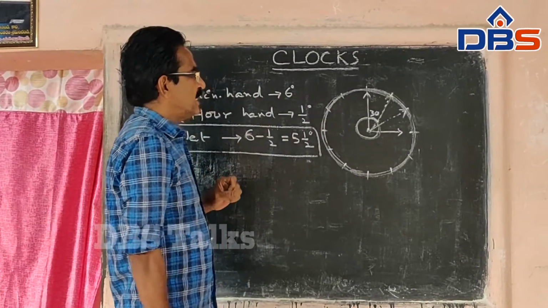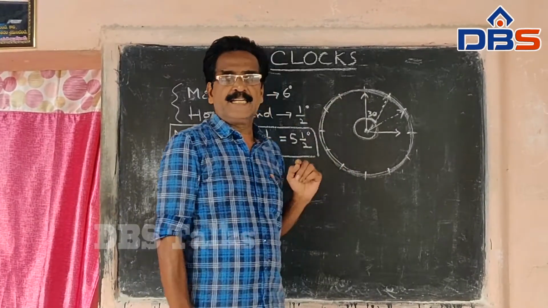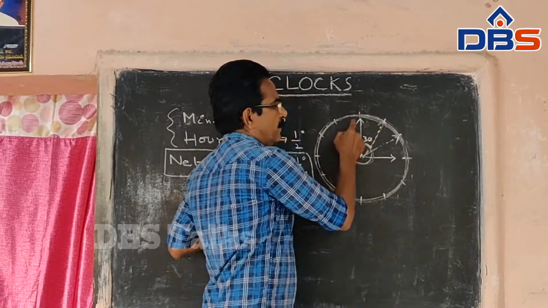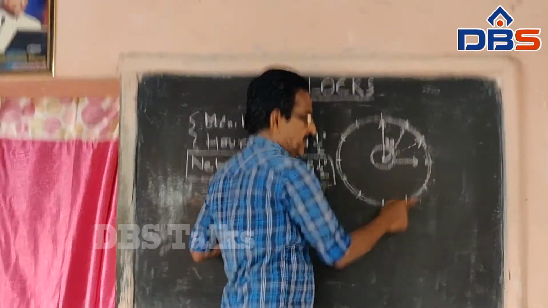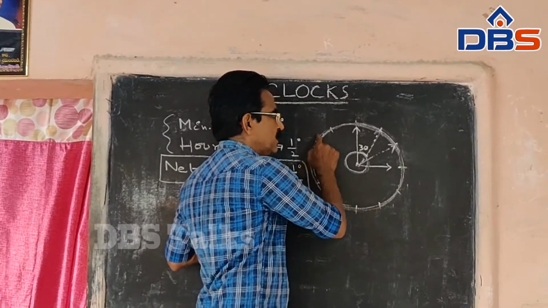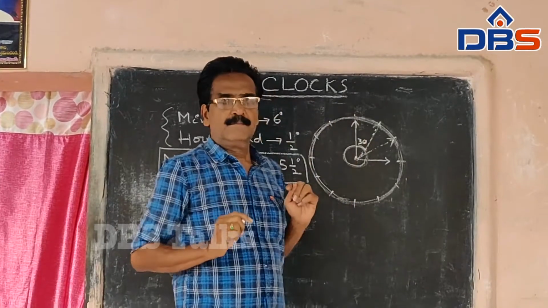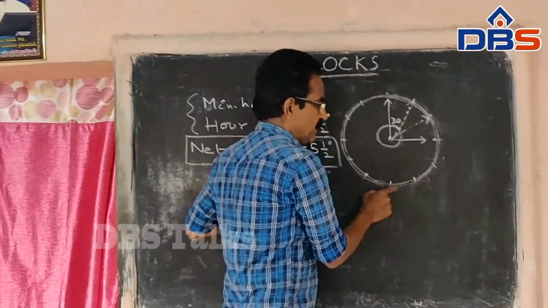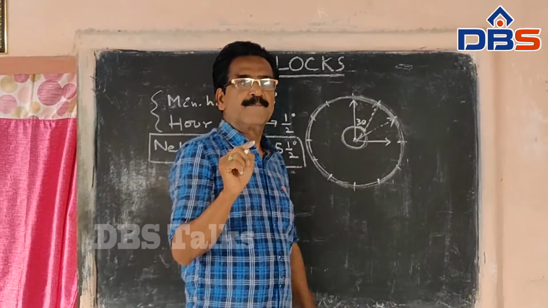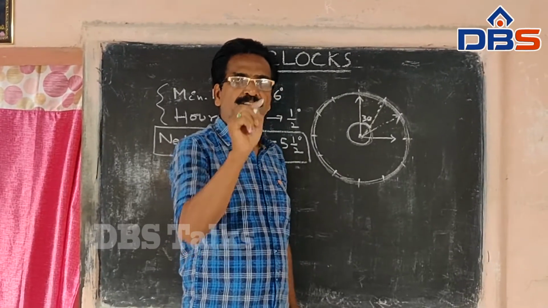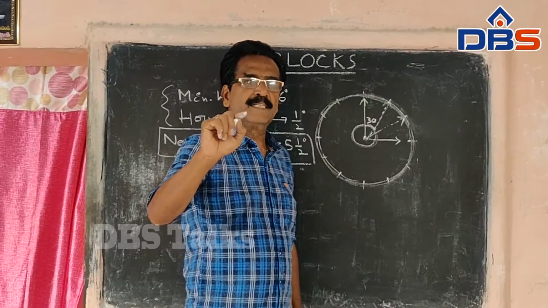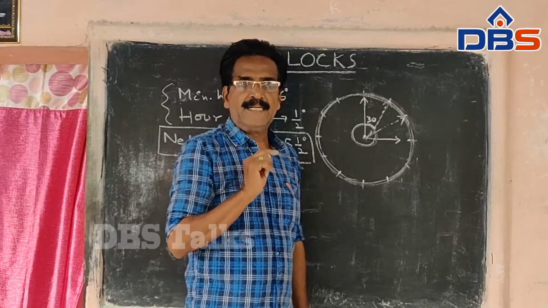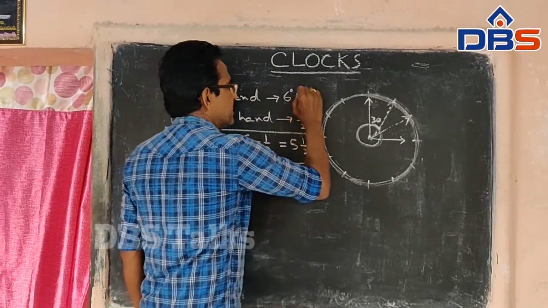After that, let us see the movement of hands in a clock. This is a minute hand. Minute hand rotates an angle of 360 degrees in 1 hour. That is, in 60 minutes, it rotates an angle of 360 degrees. 60 minutes, 360 degrees means in every 1 minute, minute hand rotates an angle of 6 degrees.